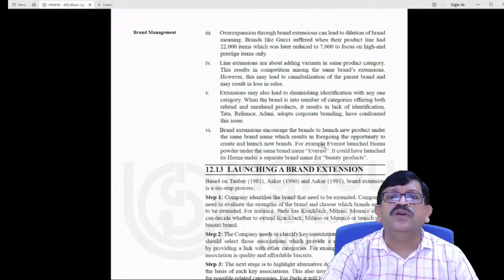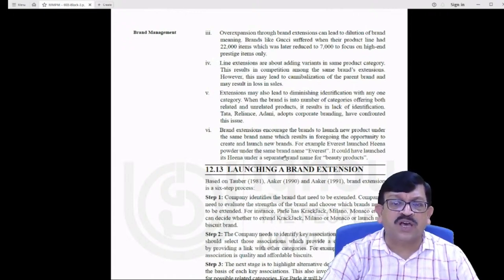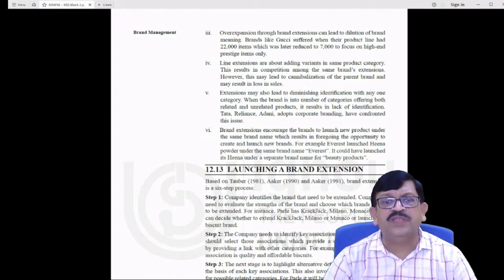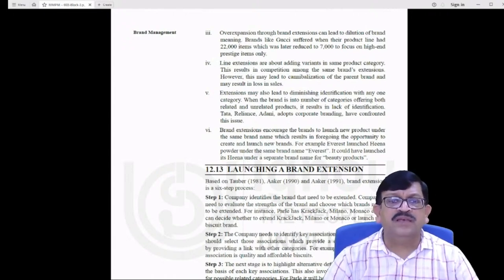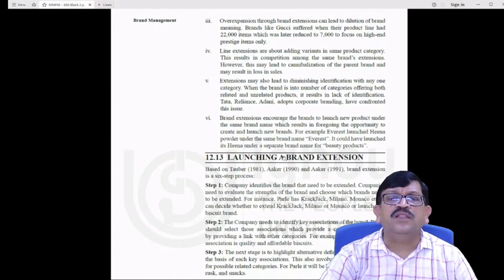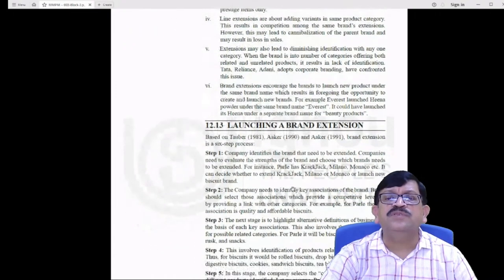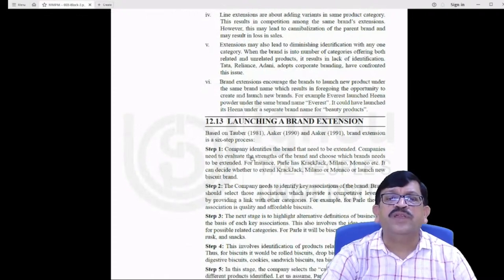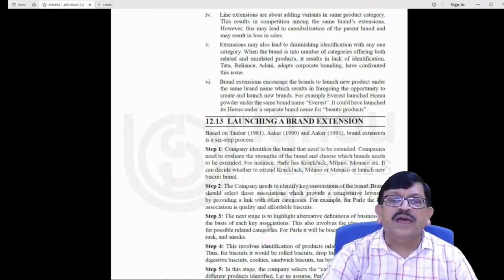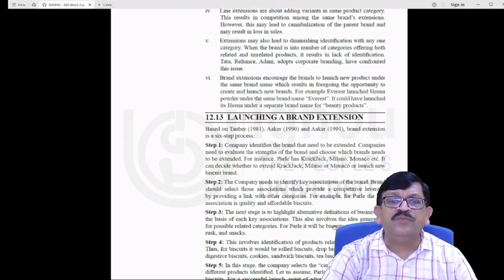Brand extension can also help to launch new brands, but if it means foregoing the opportunity, you should rather launch products which tie up with the brand elements better. As you can see here, launching a brand can be described in 6 steps. Let me just run through it as we're running short of time. First, identify the brand that needs to be extended. Then understand the key associating factors and highlight the alternative definitions of the business.